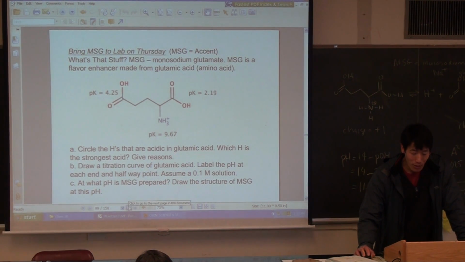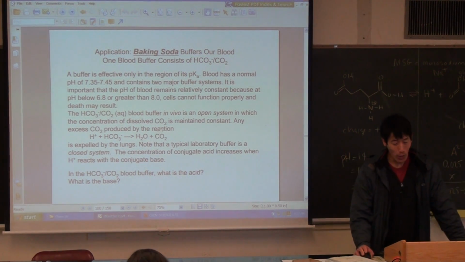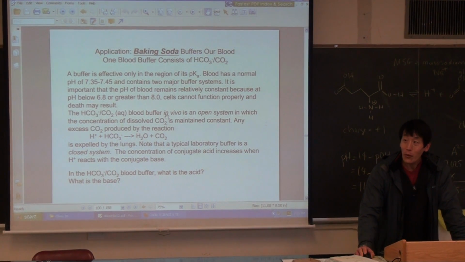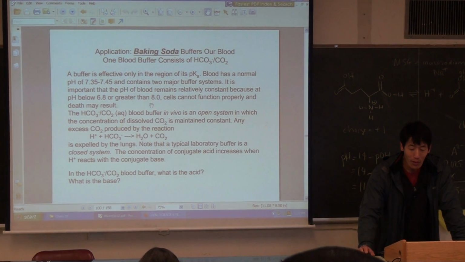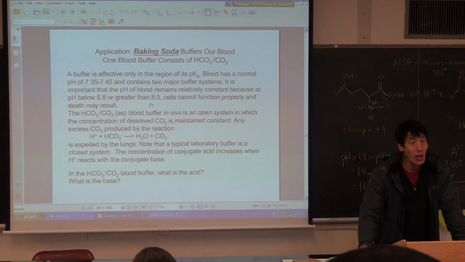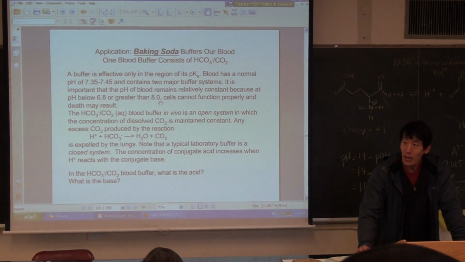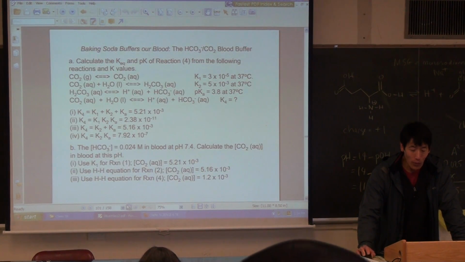Okay, so let's move on. I think we're running out of time because we've got to take a quiz. Anyway, next week we'll talk about how baking soda buffers our blood. And we know that our blood has a pH between 7.35 and 7.45. It's important that the pH of our blood remains around that pH. Below 6.0 or greater than 8.0 is not a good thing. Then we'll answer some questions.